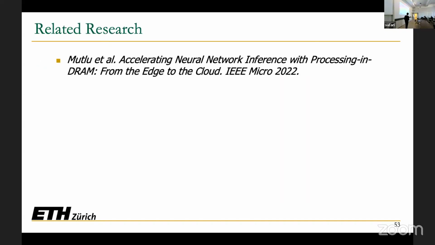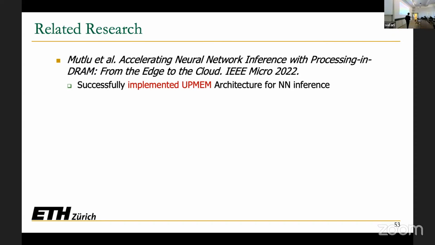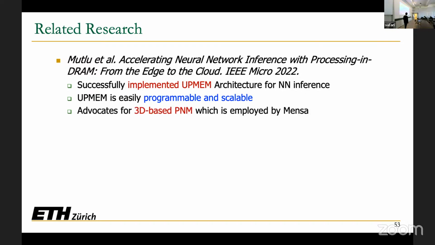And some related research comes from the SAFARI group, which is accelerating neural network inference with processing in memory from the edge to the cloud, which was presented at IEEE Micro 2022. And this successfully implemented UPMEM architecture for neural network inference, which is exactly the problem that we're dealing with here. The benefit of using UPMEM is that it's programmable and scalable. It advocates for 3D-based processing in memory, and this is also employed by Mensa. So this is very applicable to this specific research.